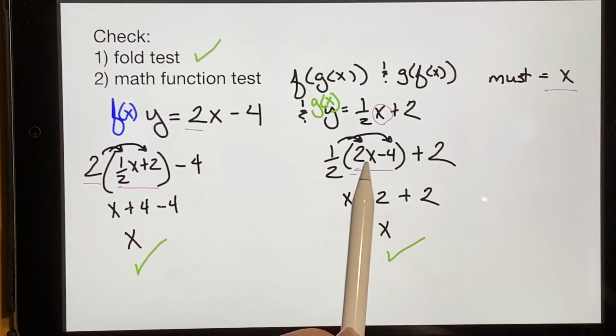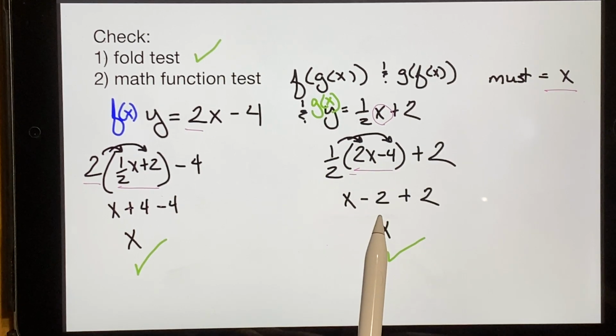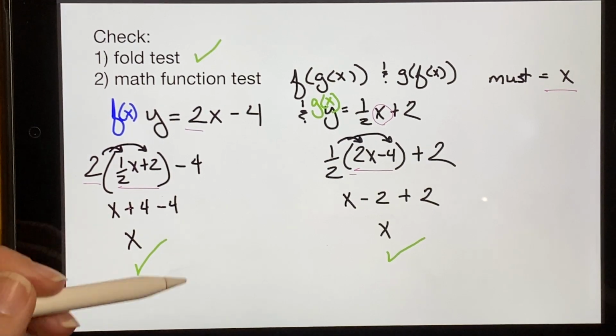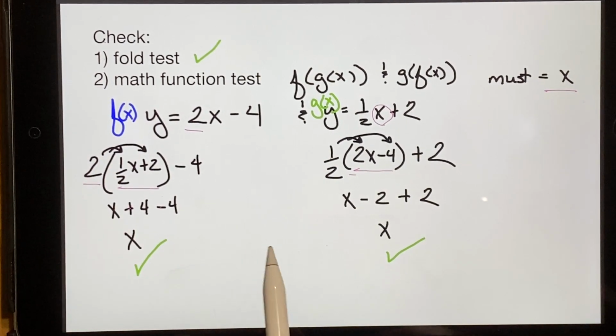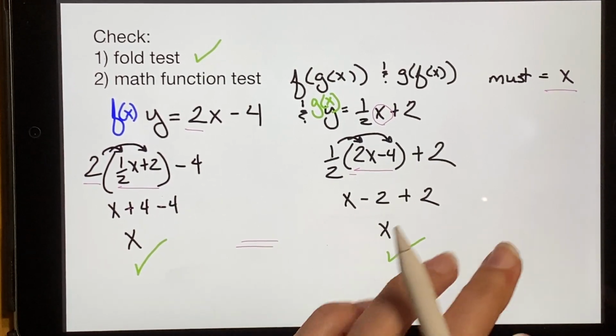So 1/2 times 2x gives me x. Negative 4 divided by 2 gives me negative 2. So I've got x minus 2 plus 2, which gives me x. So mathematically, I have also verified that these two functions are inverses of each other. I got x for both of them.